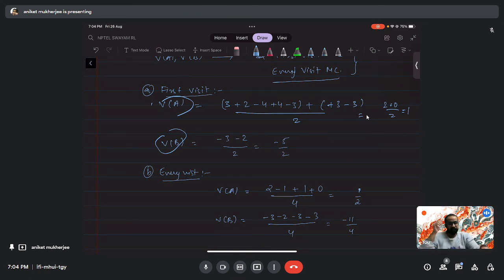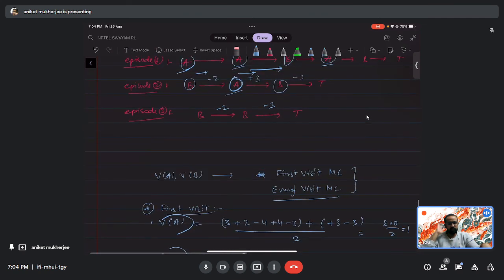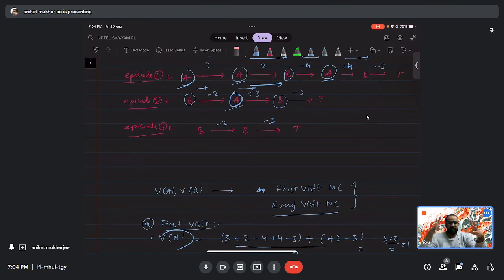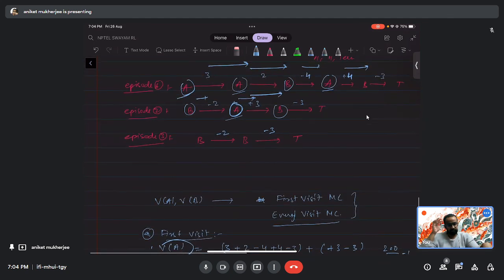For first visit, sometimes if your states are fewer but you have more actions, then first visit calculation becomes simpler. I'm not sure, but there are cases where first visit is computationally easier than every visit. Sometimes every visit is computationally easier than first visit. This is just a computational thing.